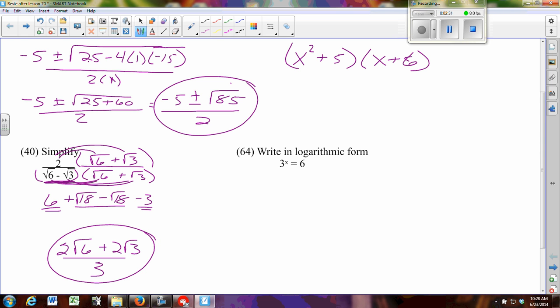Write in logarithmic form. If you remember, LOG, L stands for find, O stands for an, G stands for exponent. Find an exponent of 3 that equals 6, and there's my exponent. That is in log form.